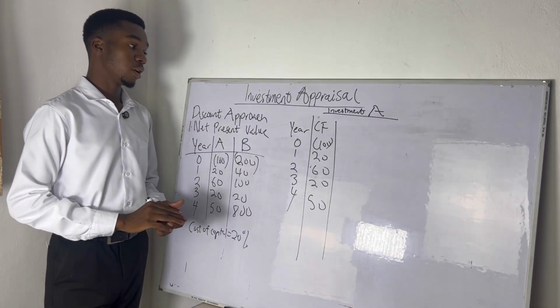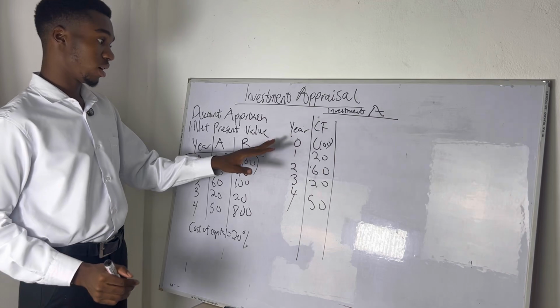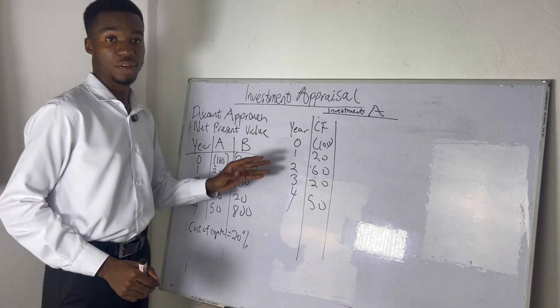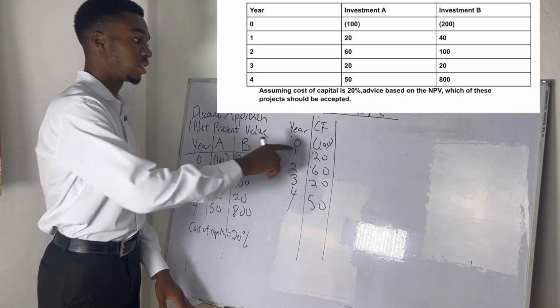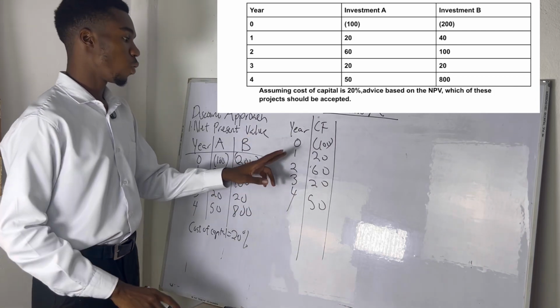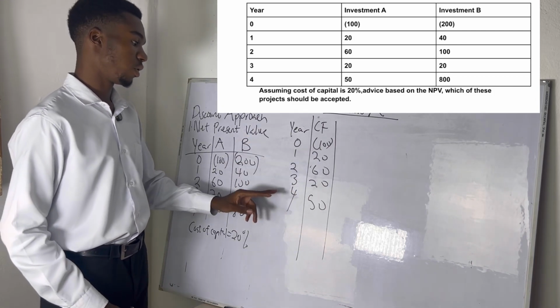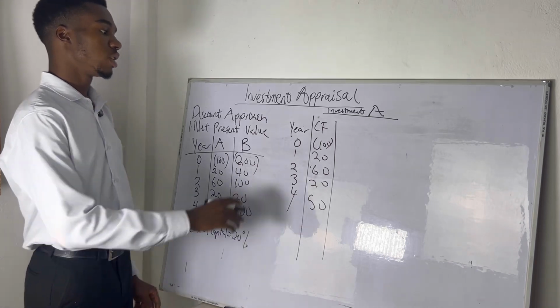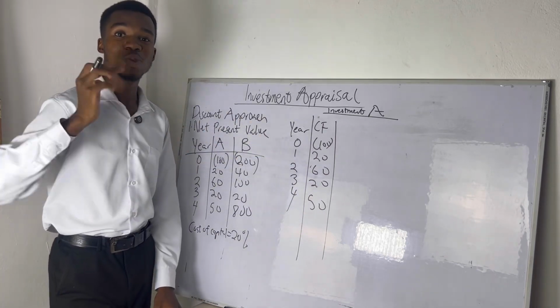And I said when we were doing the payback approach that for this one, if you see year 0, it means how much you have invested. This 100 cedis is not what you've got. It means you've invested 100 cedis. You get it? So year 1, we have 20. Year 2, we have 60. Year 3, we have 20. And year 4, we have 50. So these values are the future values, what we are going to get.